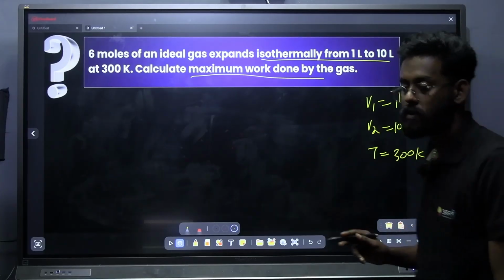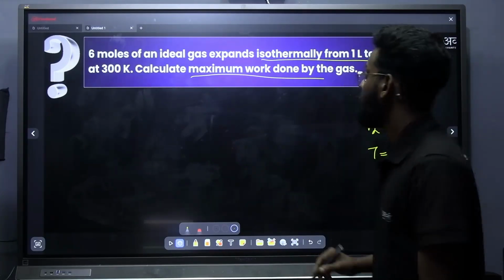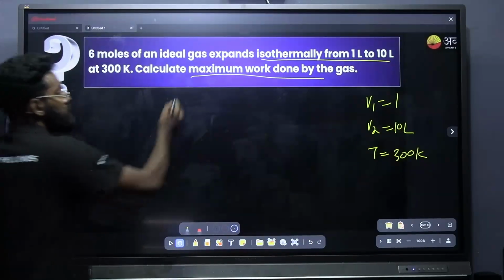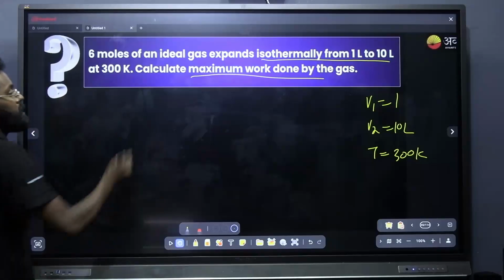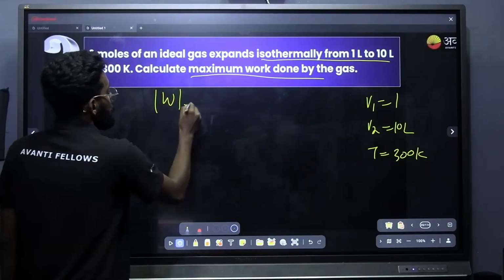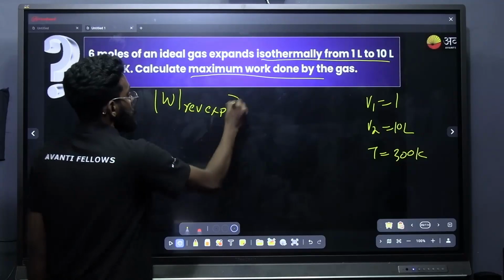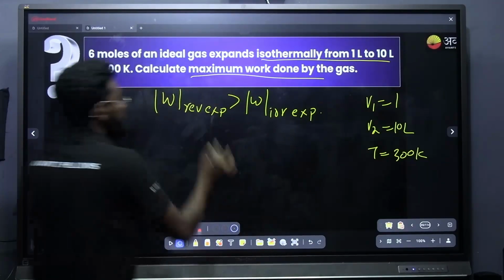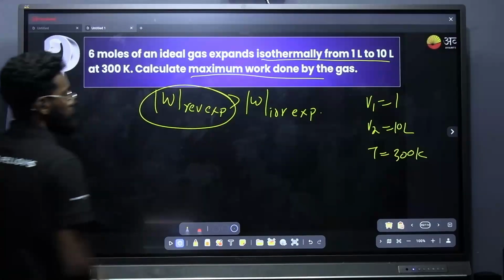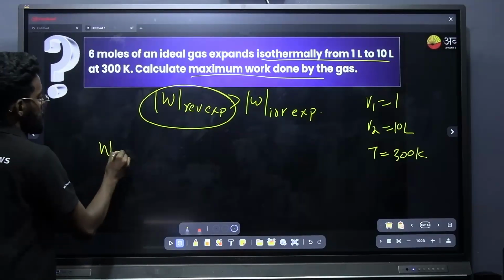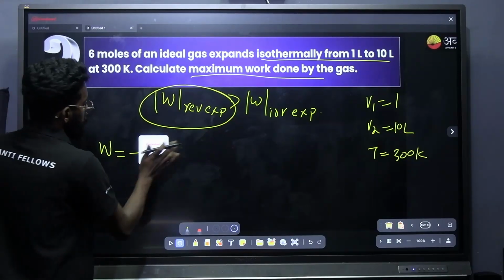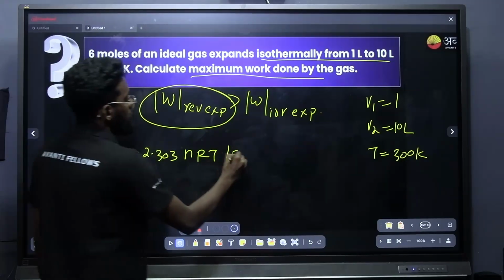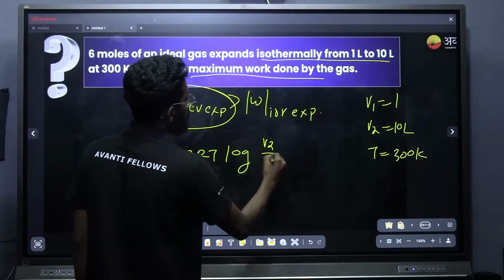Yes, Sangeeta, you are saying something? Reversible. Reversible, very good. Why is it reversible? Yes, exactly, because here it says maximum work done. We know that work done in reversible expansion is greater than work done in irreversible expansion, which means this process is a reversible process. For reversible process, what is the work done equation? Minus 2.303 nRT log V2 by V1.